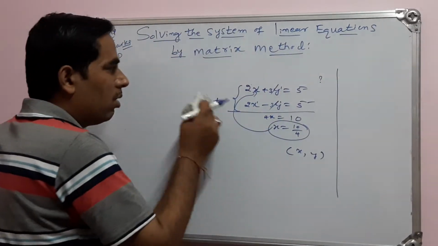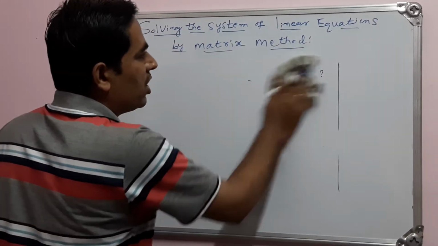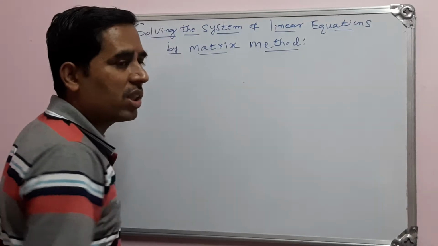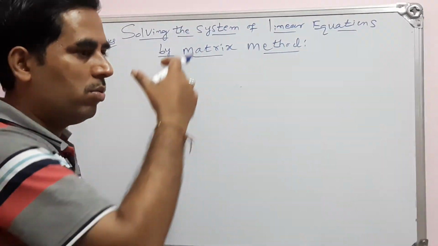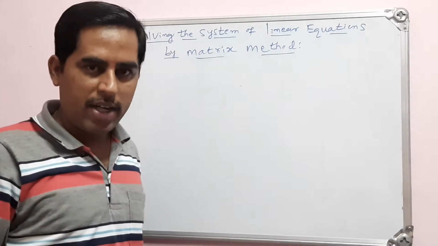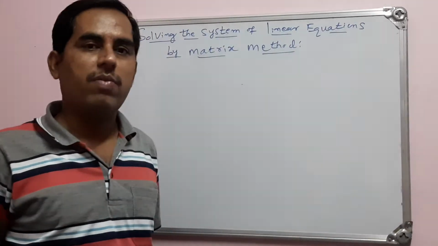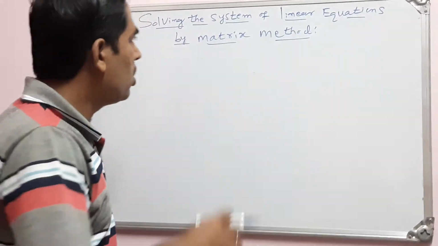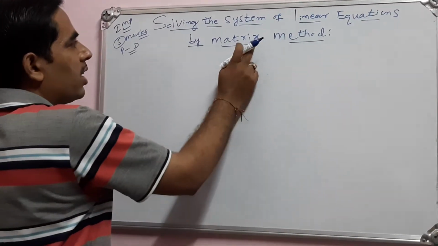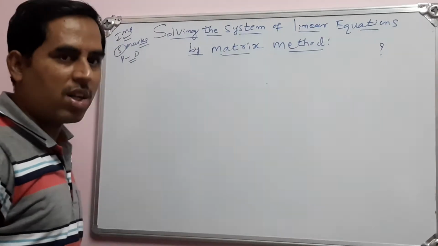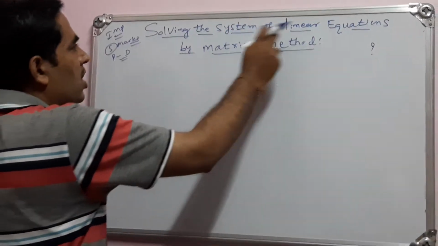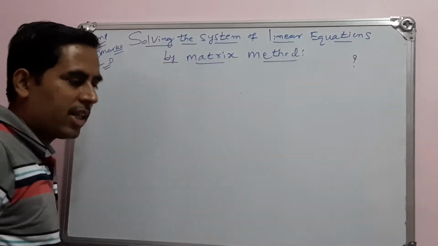Otherwise, such types of equations can also be solved using the graphical method. There we get 2 straight lines, and those 2 straight lines intersect at one point. Then we get the corresponding values of x and y. That is the graphical method. In the same way, we are using the matrix method. How can we use this matrix method? That is the question to answer in this class: solving the system of linear equations by matrix method.